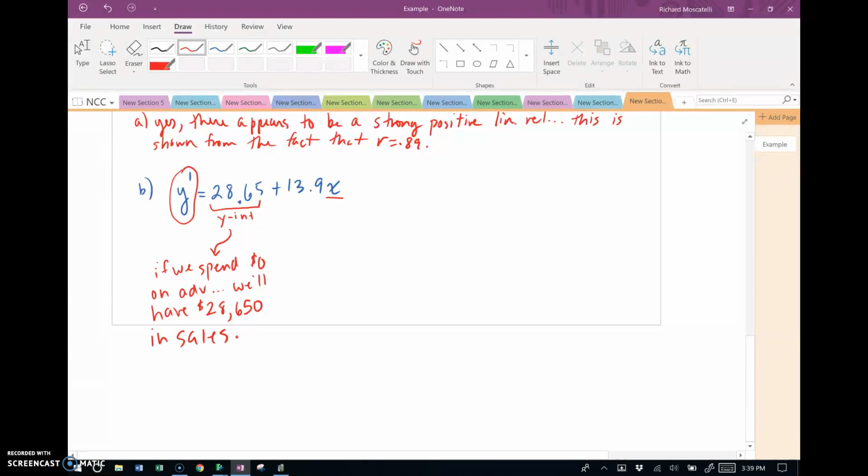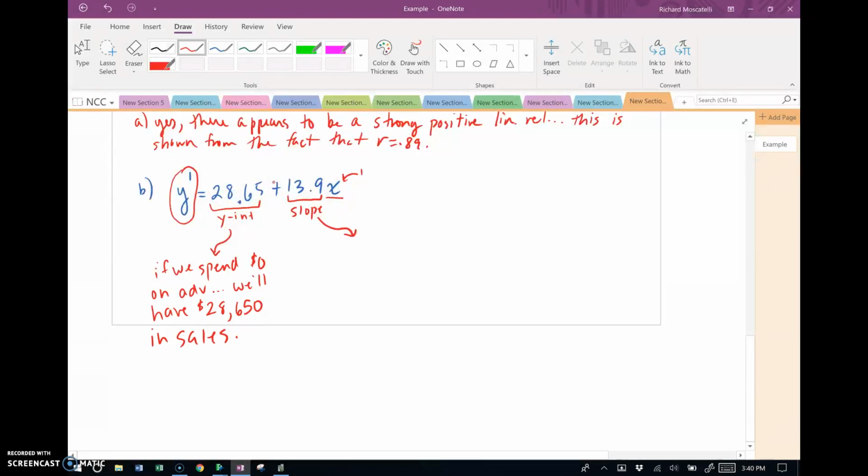All right, and then what about the slope interpretation? Remember, this thing here is a slope. Think about that. If you spend 0, then you don't earn any of that money, and you just make the $28,650. But what if you spend $1,000? In other words, what if x were 1? Then that would be 1 times 13.9, and you'd add on the $28,650.